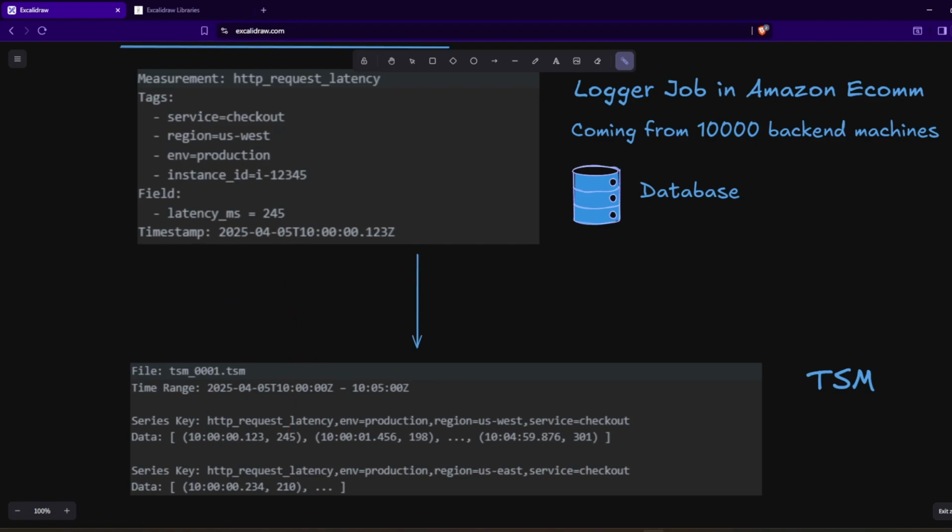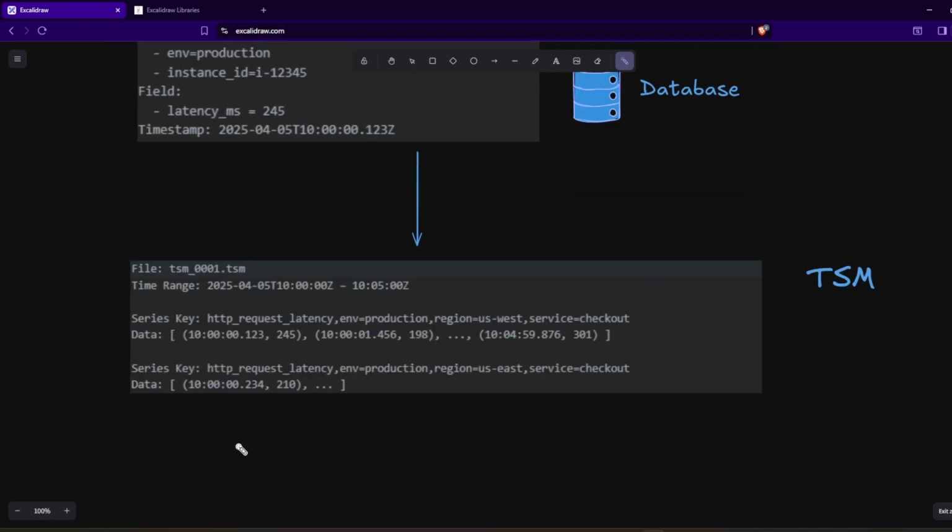Now why is this format important? Because these TSM files are designed for high write throughput and compression. So in case we are putting the data in this way, it is easy for compression, and also it is high write throughput.